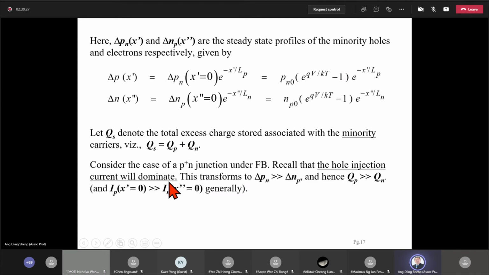Now, if we consider the case of a P plus N junction, for example, remember when the P side is doped much higher compared to the N side, under a given forward bias, hole injection will dominate, meaning that the amount of holes injected from the heavily doped P side to the N side is much greater than the amount of electrons injected from the N side to the P side. So it is possible to make an assumption here by neglecting QN, and we keep only the QP term, which is the more dominant term. Notice at the same time, due to the dominant hole injection, the hole diffusion current at the edge of the depletion region is also much greater than the electron diffusion current at the edge of the quasi-neutral P region.